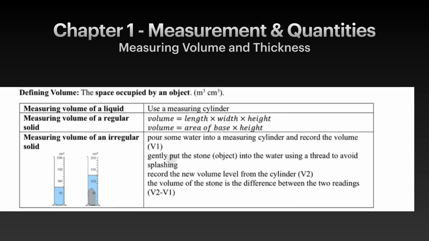To measure the volume of an irregular solid, pour some water into the measuring cylinder and record its volume. Gently put a stone or the object into the water using a thread to avoid splashing. Record the new volume level from the cylinder. The volume of the object is the difference between the two readings.